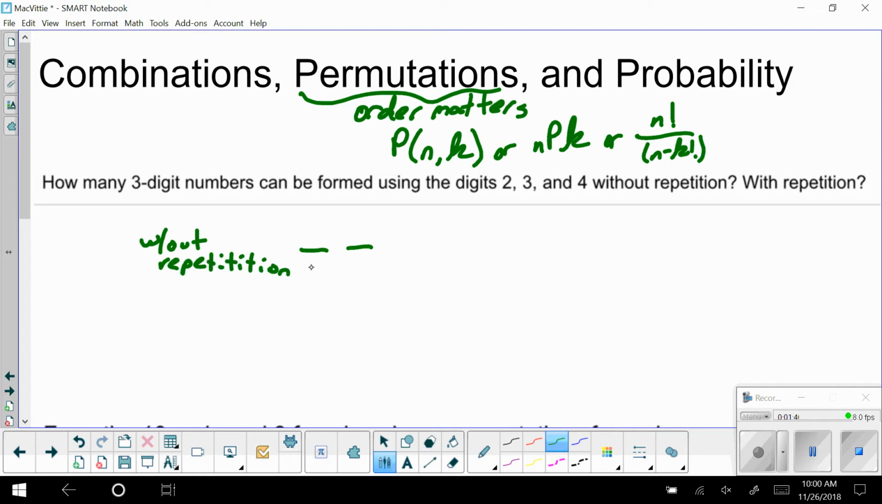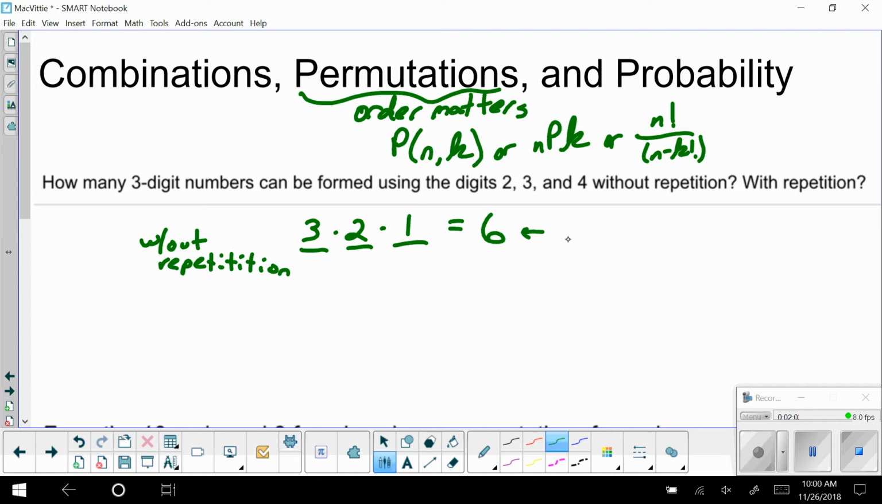People like to draw spaces for the things that they're doing. So we want a three-digit number, so there are 3 spots. In the first spot, there are 3 choices. But now, when I move to the second spot, I used one of those numbers, so there are only 2 choices in the second spot and 1 choice in the third spot. And if I multiply those together, I get 6.